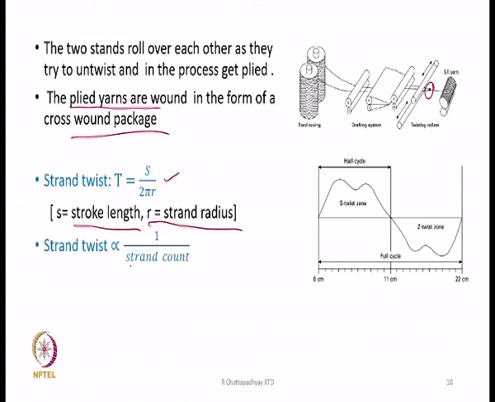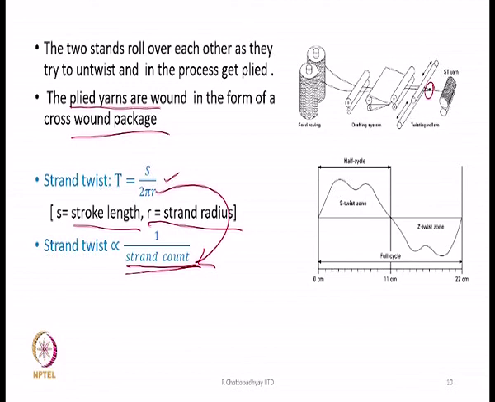So, strand twist is basically inversely proportional to count, because R depends upon the linear density of the individual strand, that is the count of the individual strand. And therefore, if we go for finer roving, strand twist will be more. If everything remaining same, if we go for coarser roving or coarser strand, the strand twist will be less, because it is basically a function of the diameter.